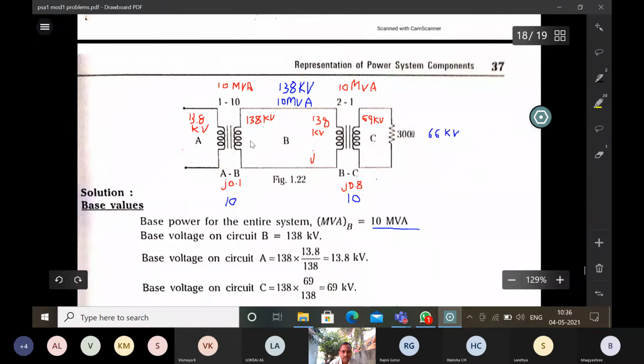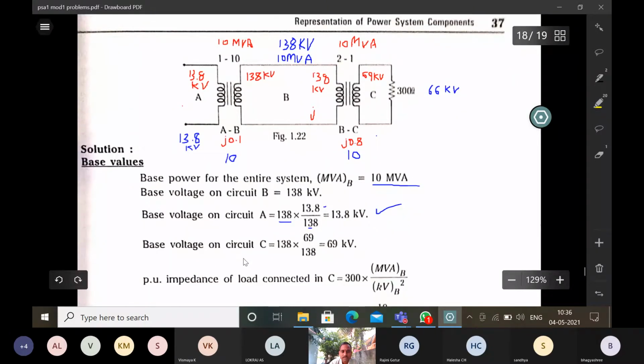Okay, what is HT? 138. LT is 13.8, divided by 138. So 13.8 kV is the base. Same thing, 13.8 kV at section A is the base. So base voltage on section C.